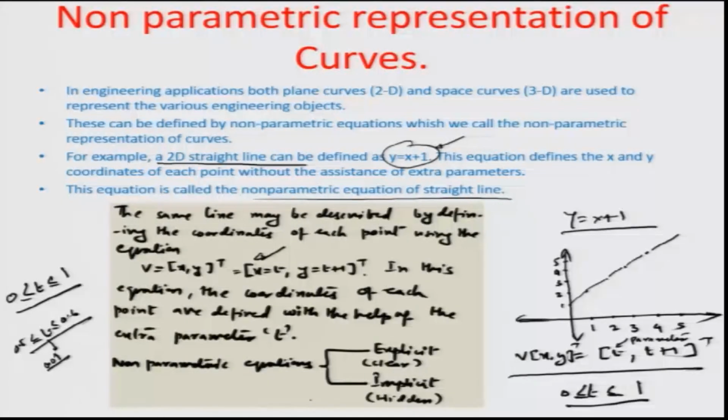Such kind of representations, which involve the parameter t, are known as the parametric representation. Obviously, the non-parametric equations can again be represented as explicit and implicit or hidden equations.